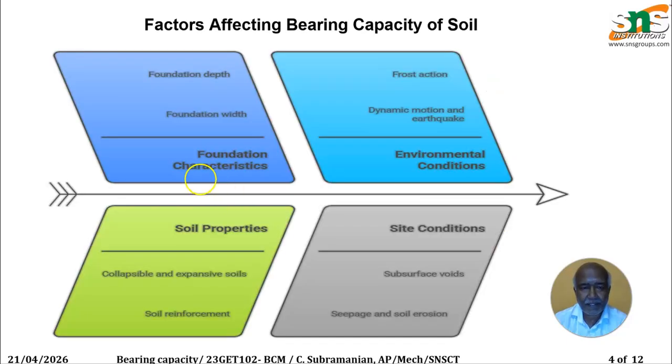In the fishbone diagram, we can see the factors affecting the bearing capacity of the soil. First of all, the environmental conditions: there is frost action, that is a dynamic motion, and earthquakes. This is very rare, but you must also have some measurements for earthquakes. Next, the foundation characteristics: what is the depth of the foundation and what is the width, whether it is a shallow foundation or a deep foundation. We must base our design on these characteristics.